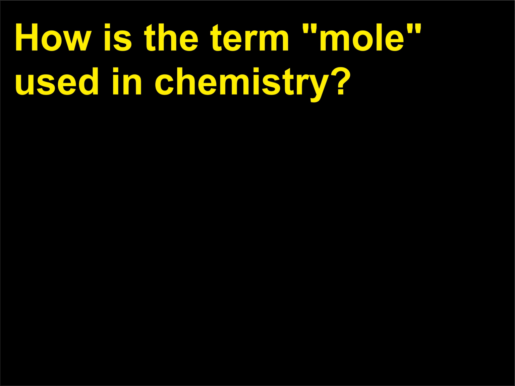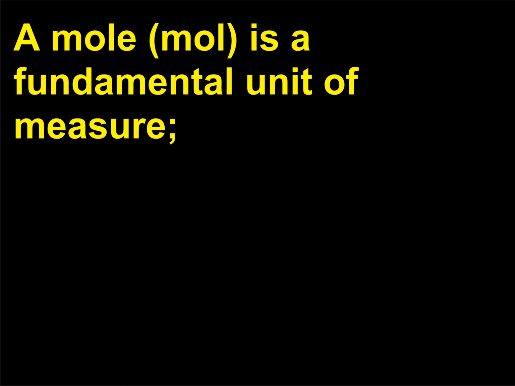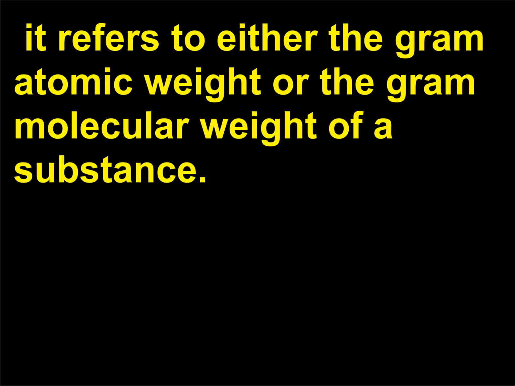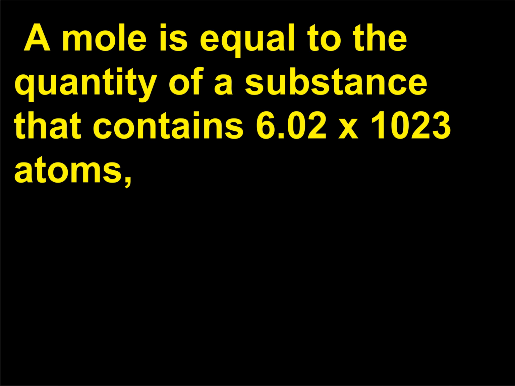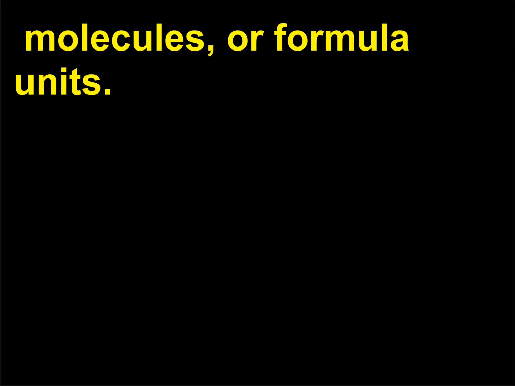How is the term mole used in chemistry? A mole is a fundamental unit of measure. It refers to either the gram atomic weight or the gram molecular weight of a substance. A mole is equal to the quantity of a substance that contains 6.02 x 10^23 atoms, molecules, or formula units.